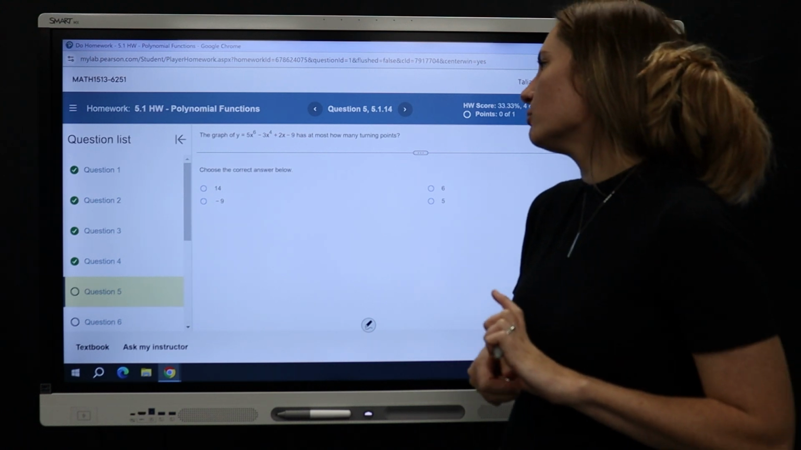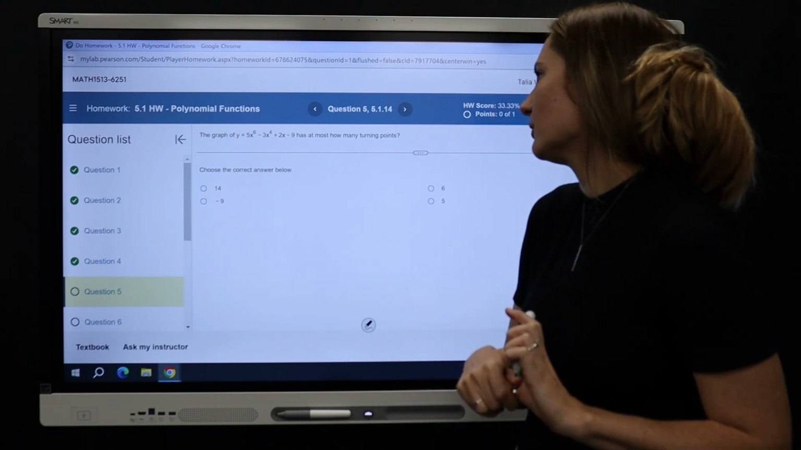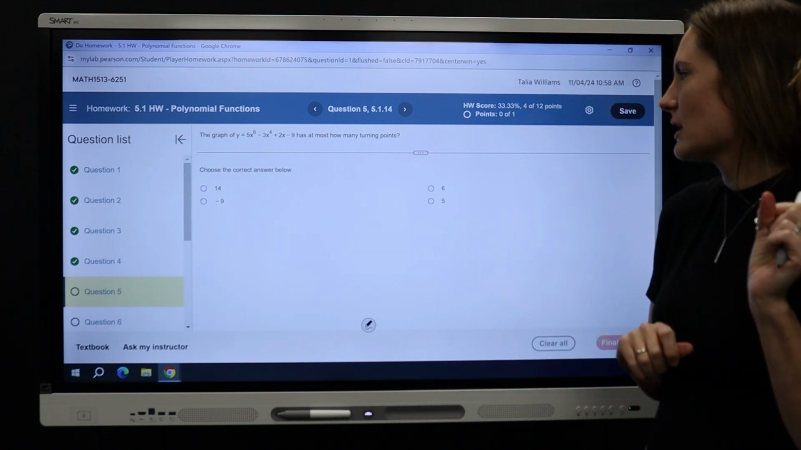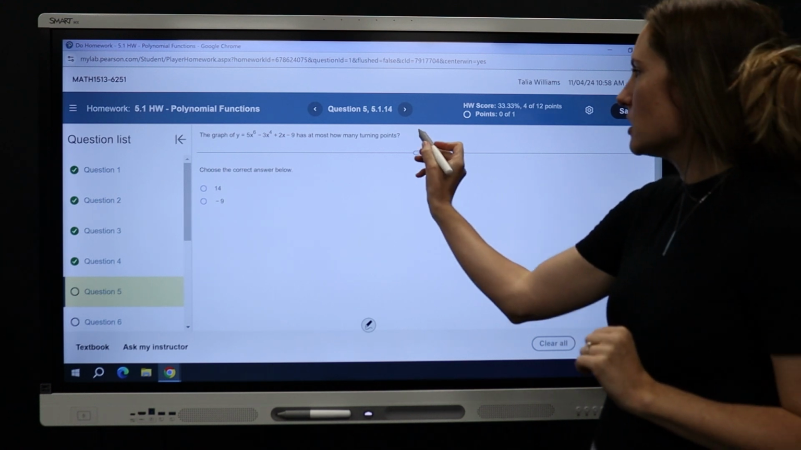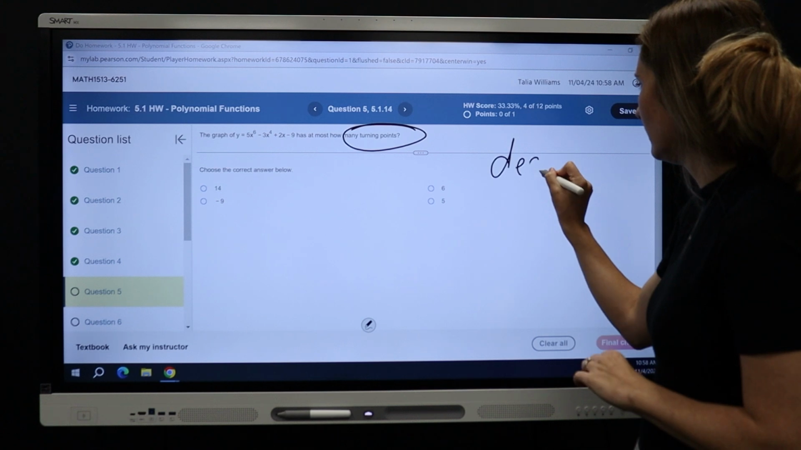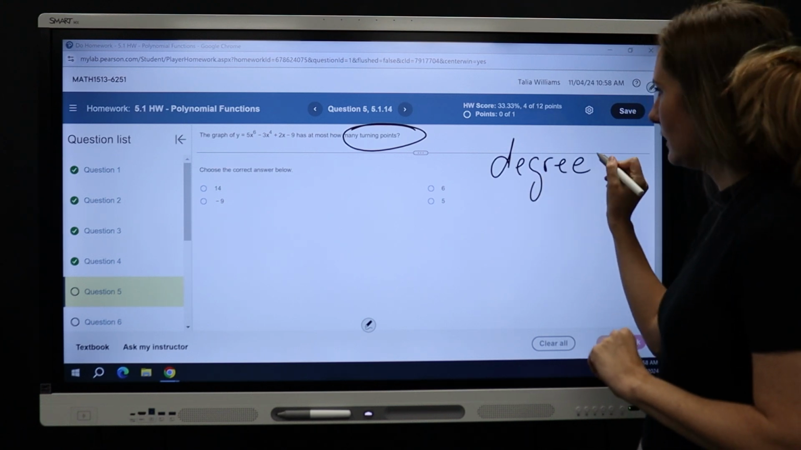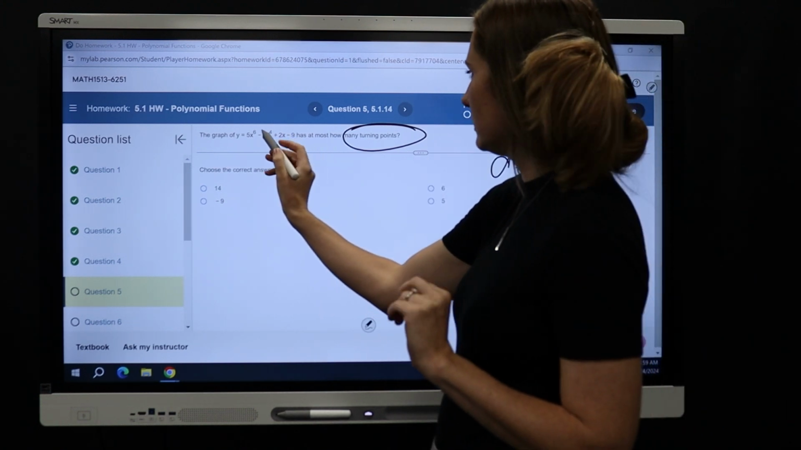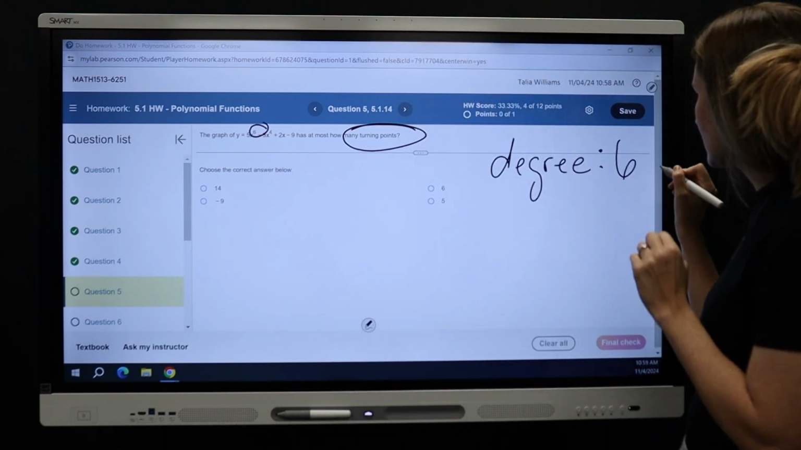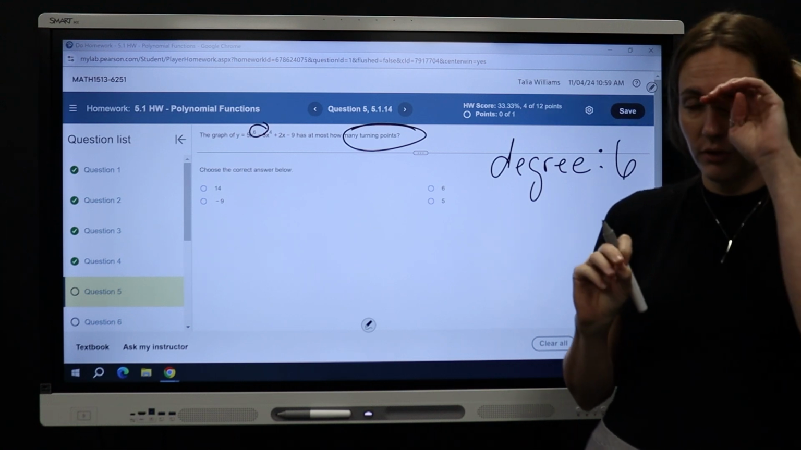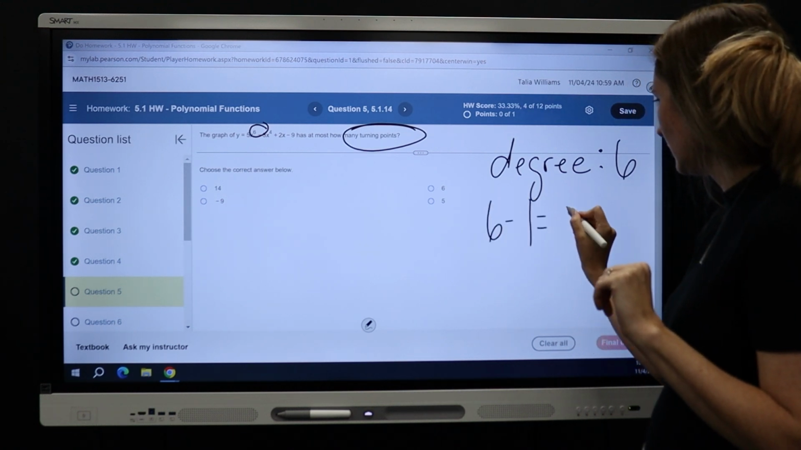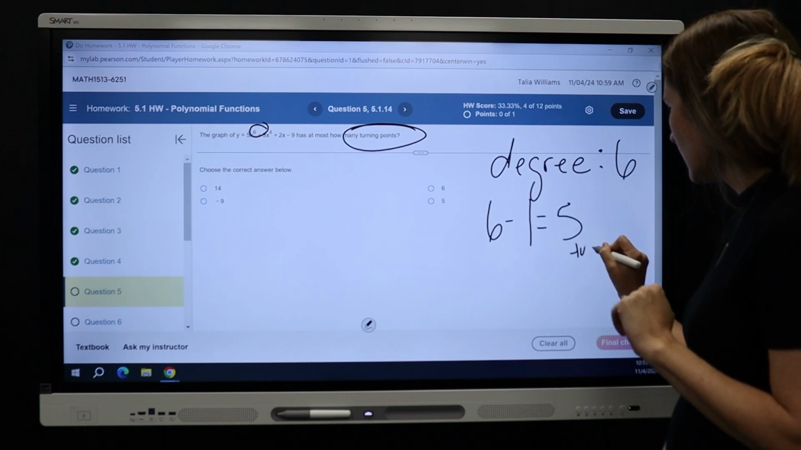The graph of y equals 5x to the 6th subtract 3x to the 4th plus 2x subtract 9 has at most how many turning points? So to find turning points, first you have to find the degree. So our degree is the highest exponent on this one, that 6th power. So our degree is 6. And then to find our turning points, you subtract 1. So 6 subtract 1 equals 5 turning points.